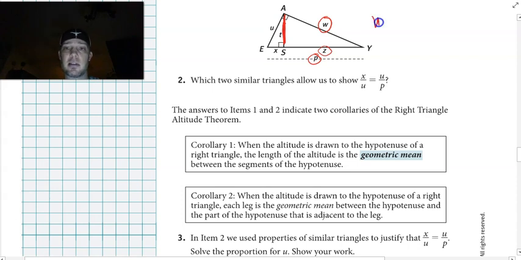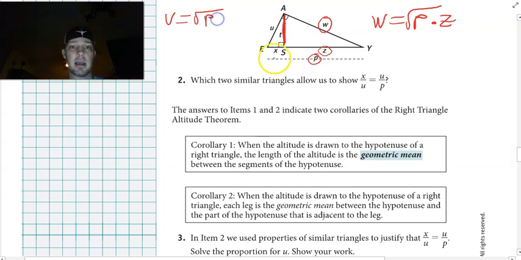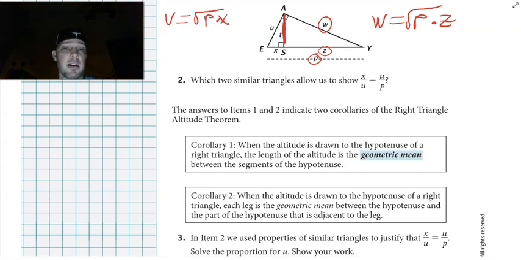So w is the geometric mean between the hypotenuse P and the part of the hypotenuse that's adjacent to it, so z. On the other side, this leg, u, is the geometric mean between P and the part that's adjacent, x. This one is a little bit harder to recognize for students, but it's also just a shortcut. Would we be able to solve for these pieces using similar figures, the Pythagorean theorem, setting up proportions, and solving like we did in the last activity? Yeah, we could do that, but these are just a little bit shortcuts.